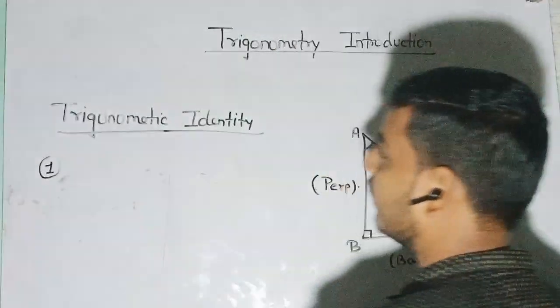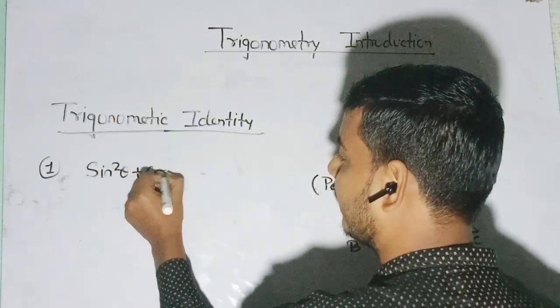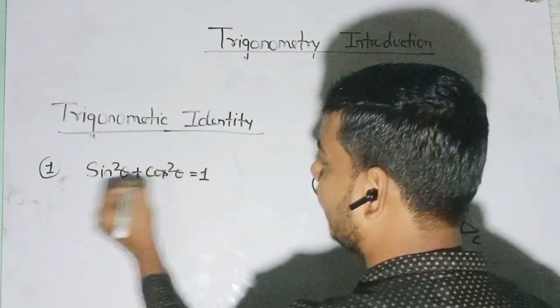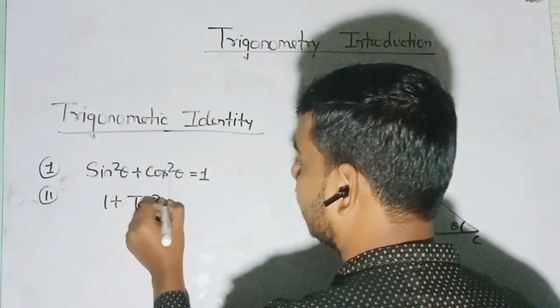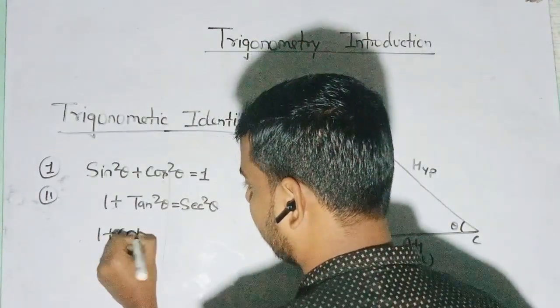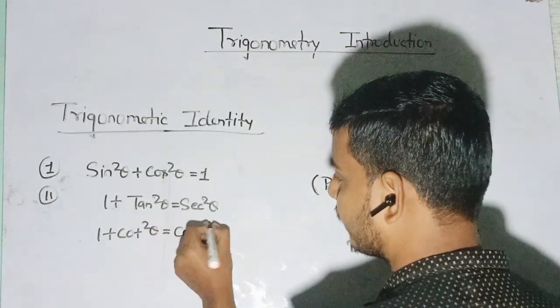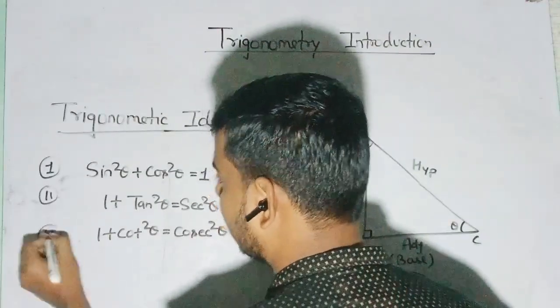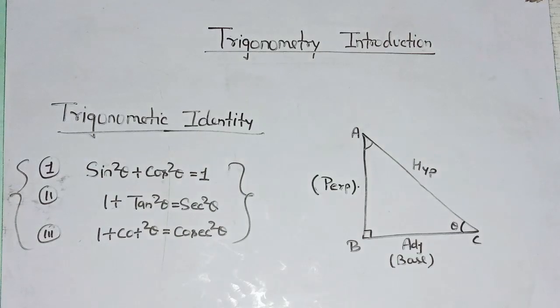The first result, which is very important, is sin squared theta plus cos squared theta is equal to 1. Second, 1 plus tan squared theta is equal to sec squared theta, and the last one, 1 plus cot squared theta is equal to cosec squared theta. These are the 3 identities of trigonometry, so we call them trigonometric identities. Now I am going to prove the first result.